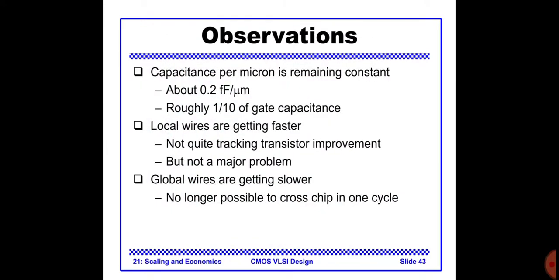The observations: the capacitance per micron is remaining constant, about 0.2 fF per micrometer, roughly 1 divided by 10 of gate capacitance. Local wires are getting faster, not quite tracking transistor improvement, but not a major problem. Global wires are getting slower, no longer possible to cross the chip in one cycle.